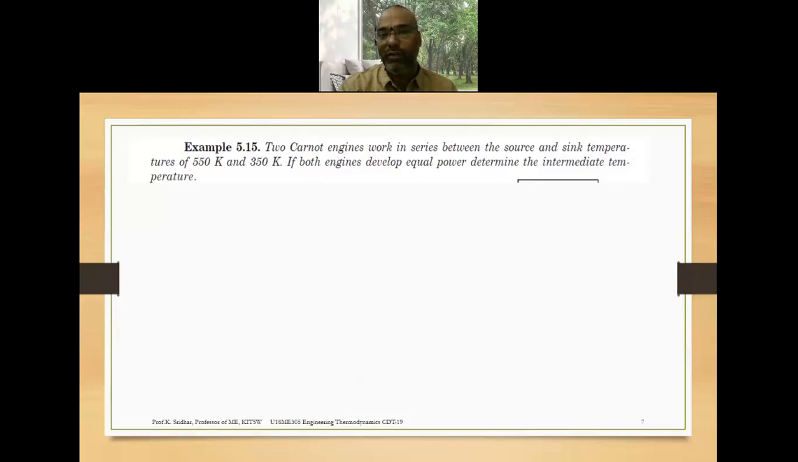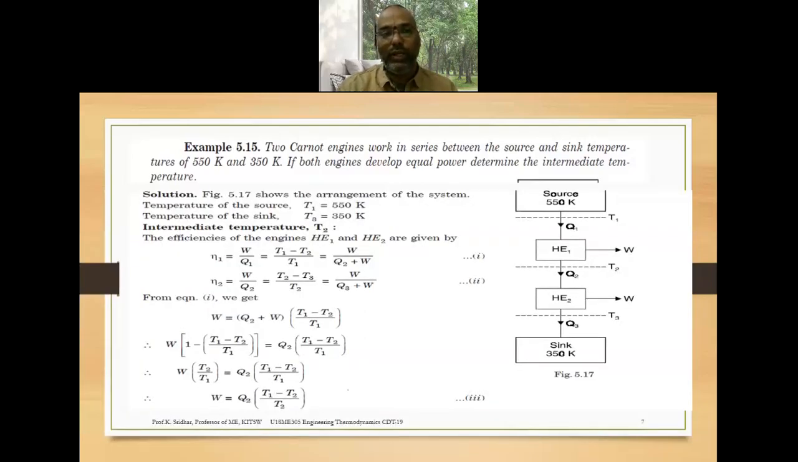If both engines develop equal power, that is, the power produced by the two heat engines is the same, that is W1 is equivalent to W2, then the question asks us to determine the intermediate temperature. That is a very important one. Based on this problem, you should be in a position to draw the schematic diagram. Here we are saying that there are two Carnot heat engines.